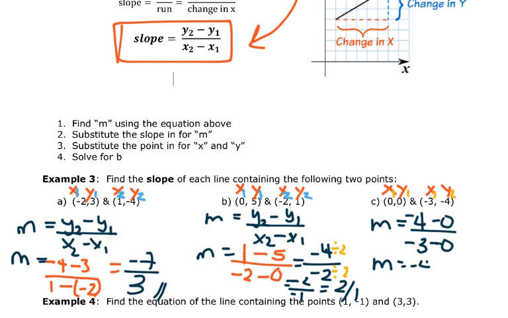M is equal to -4 over -3, which can't be reduced, but we can't leave this negative at the bottom. So we've got a negative divided by a negative. That's just a positive, so we can make it positive 4 over 3, and we are done.